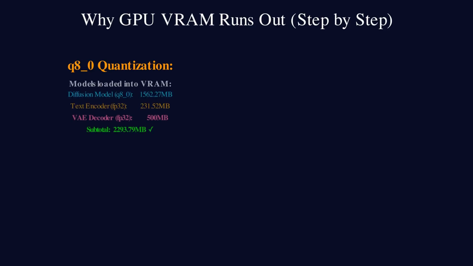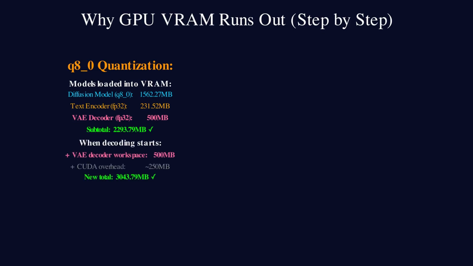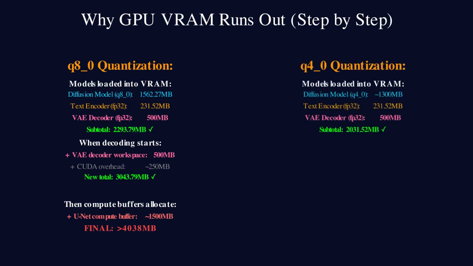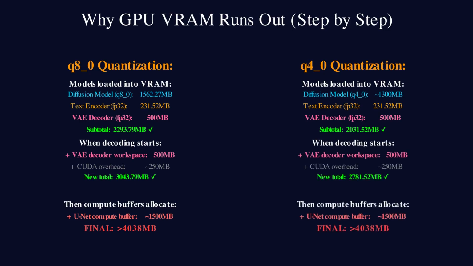The VAE decoder loads separately. It's about 500 megabytes, and quantization doesn't touch the VAE. It shrinks the diffusion model. So you shrink the diffusion model from 2.7 to 1.5 gigs, the VAE still stays the same at 500 megs. The text encoder is still loaded, PyTorch overhead, CUDA context, you're back at 4 gigabytes. The VAE here is the silent killer.